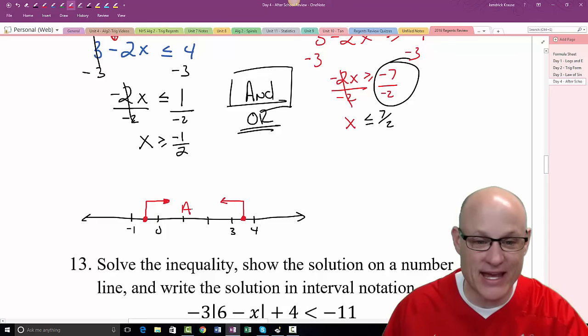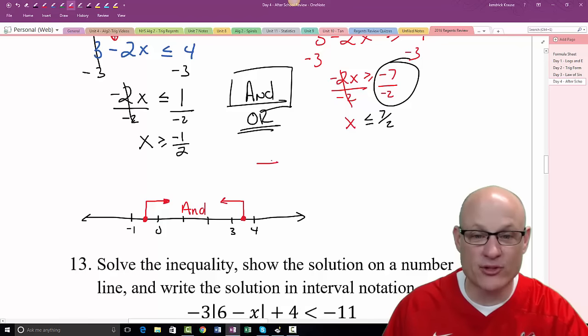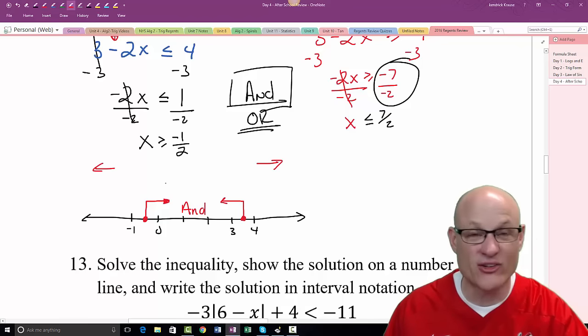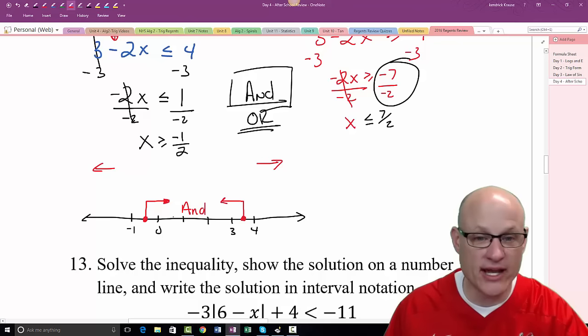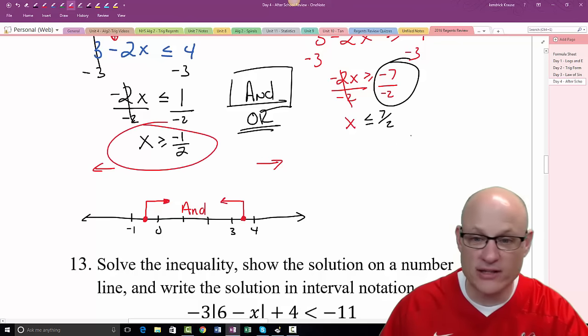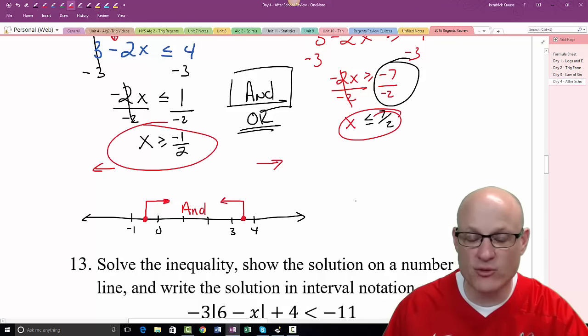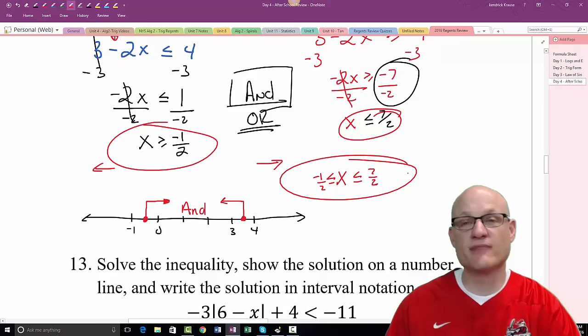This is an and. If you go in opposite directions, that's an or. This is an and. So it's not good enough to leave it like this. You have to write it as a conjunction where x goes in the middle: x is less than or equal to 7/2, and greater than or equal to negative 1/2. There it is. That's the answer.